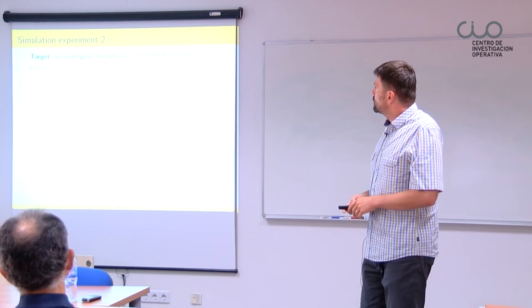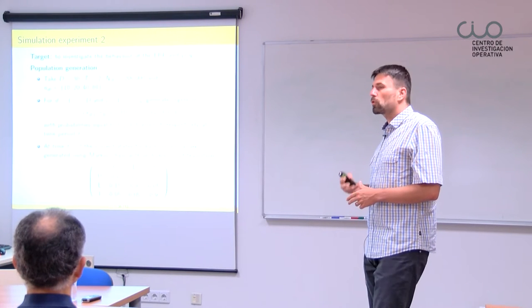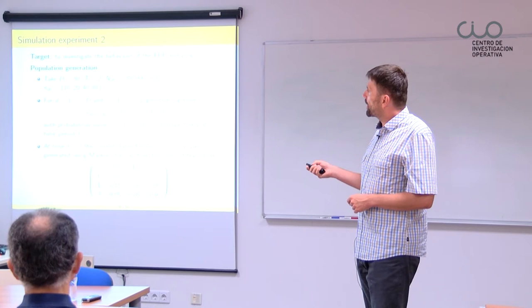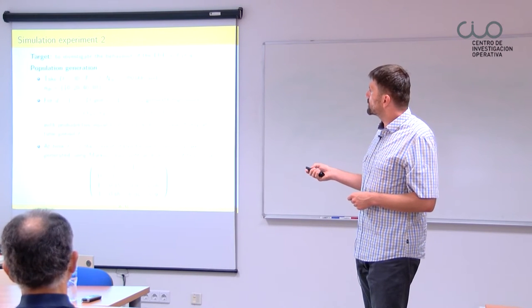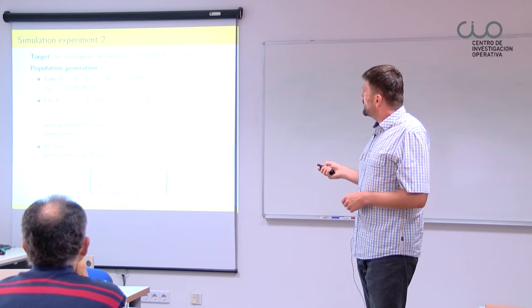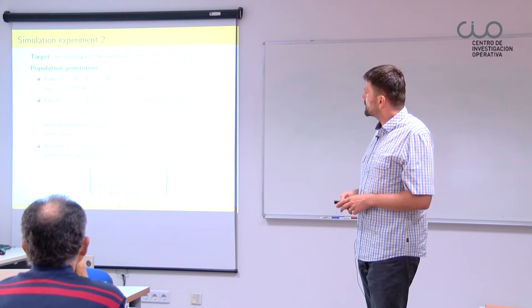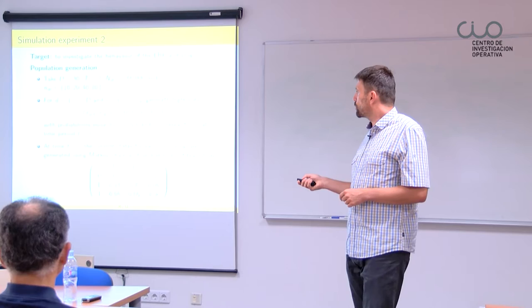So the target again is to investigate the behavior of the empirical best predictor and the plug-in estimator. Now we selected the population to be closer to the real data sample. So we again take 30 domains, time instants 2, so we have 2 time instants. The population size is now 2,200,000, so it corresponds to the domains of our data sample. And the sample sizes will be 10, 20, 40, and 80. Again, we generate regressors from these three possible values with probability. These are generated at time instant 1.